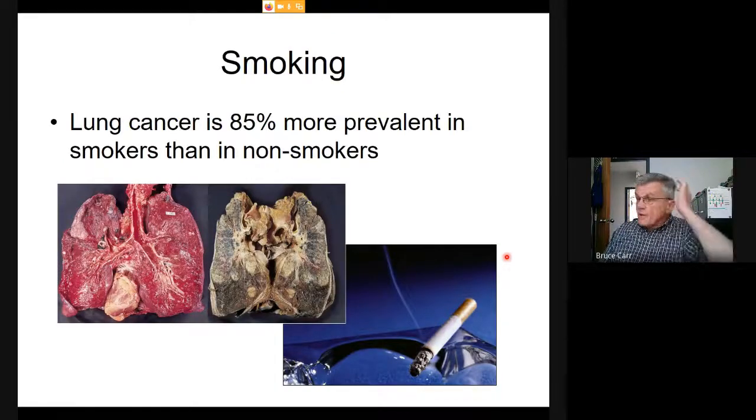Lung cancer is 85% more prevalent in smokers than in non-smokers. We keep showing you the pictures, red and healthy and black and more or less shrunken. Showing you the real pictures kind of shows you the amount of deposition of tar that you had inside.